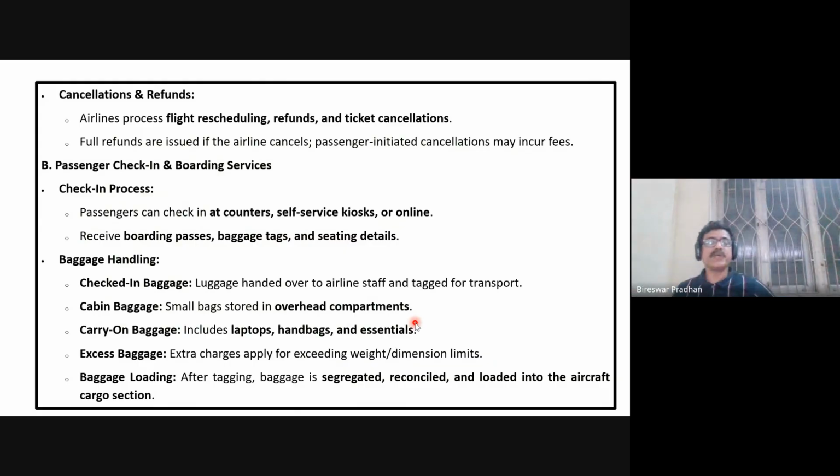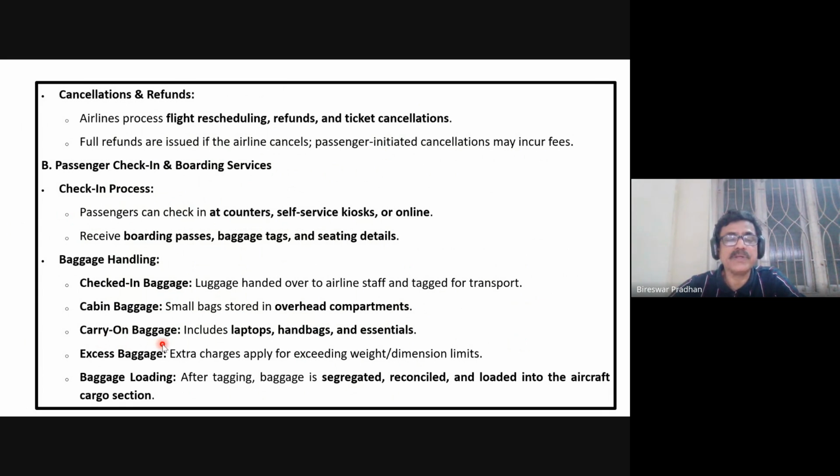The passenger check-in and boarding service is the check-in process. Passengers can check in at the counter, self-service kiosk or online. They receive the boarding pass, baggage tags and seating details. Baggage handling, check-in baggage: luggage is handed over to the airline staff and tagged for transportation. Cabin baggage: small bags are stored in the overhead compartments, and certain restrictions are there.